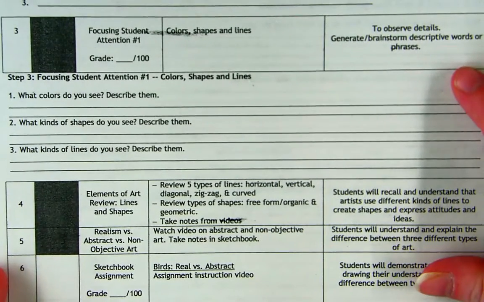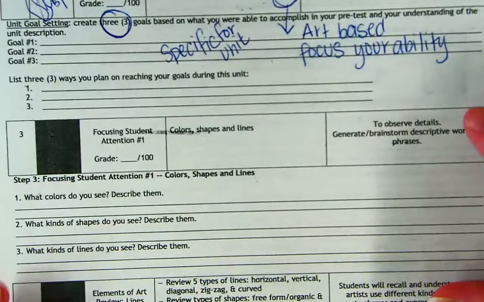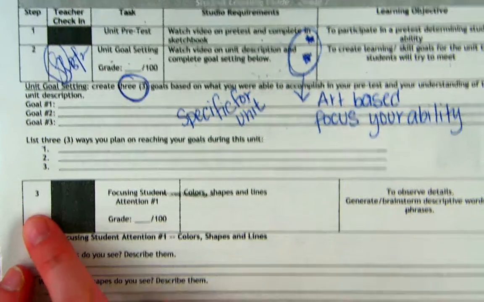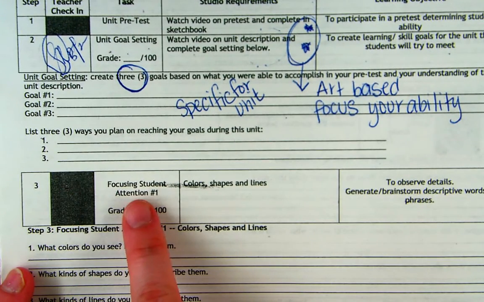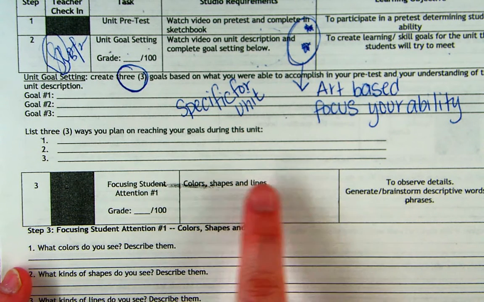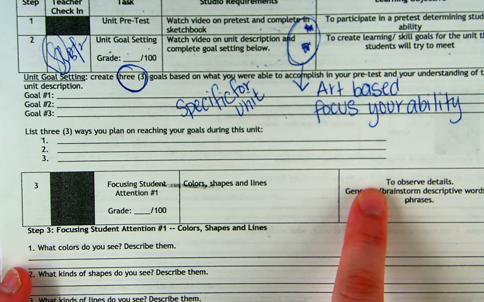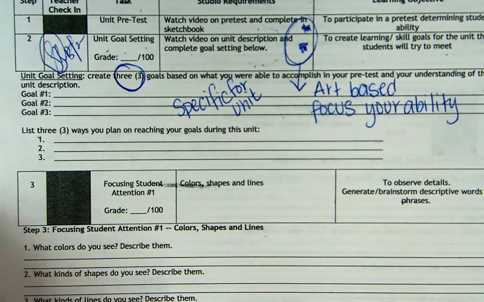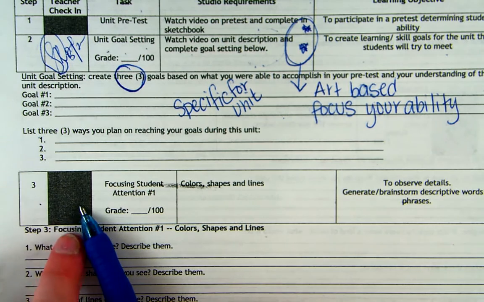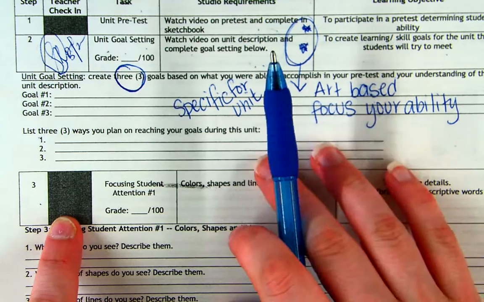So just like the top, only without the words up here, you have step, teacher check-in, assignment or task, studio requirements, and learning objectives. So here we have your steps. So step 3, teacher check-in. You do not need to show it to me after you've completed it because I will be collecting this and I will see that you've completed it.